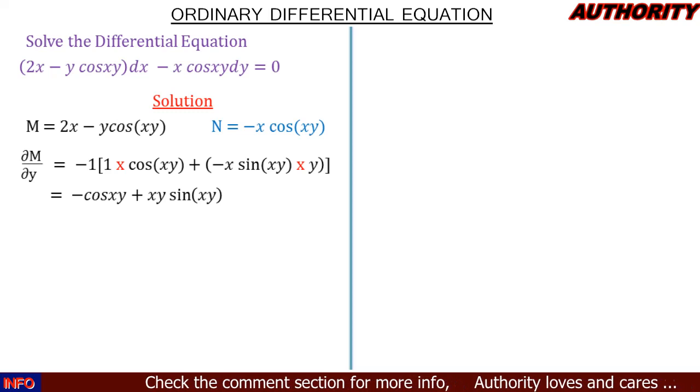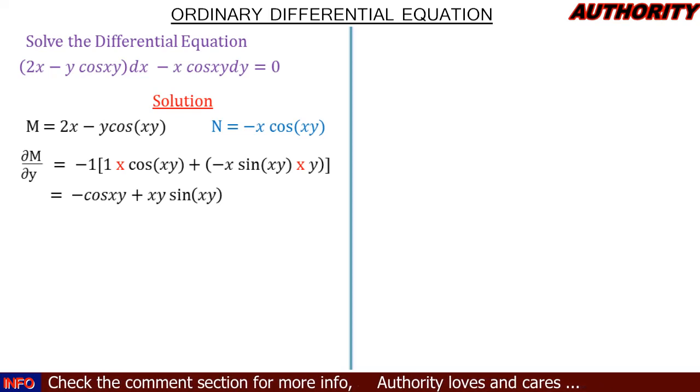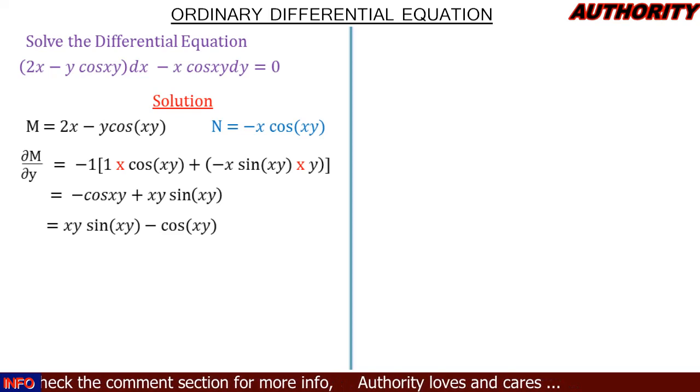And then inside the bracket, we will have plus open bracket minus x sine xy times y. When we multiply inside, it's going to give us minus xy sine xy. Then multiply by minus 1 outside. It's going to give us positive. So here we have cos xy plus xy sine xy. So therefore, we say that the partial derivative of this m with respect to y is equal to xy sine xy minus cos xy. Is that clear?